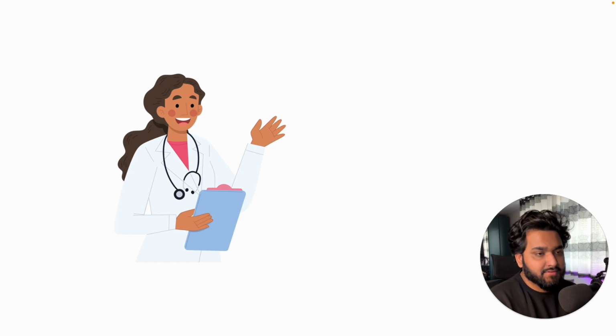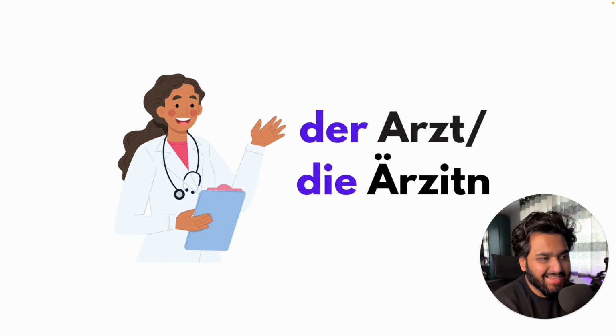Here's a doctor. We know she or he plays an important role in our society. So how do you say doctor in German? As usual, 5 seconds to guess. 1, 2. This one is called der Arzt or die Ärztin. Der Arzt oder die Ärztin.